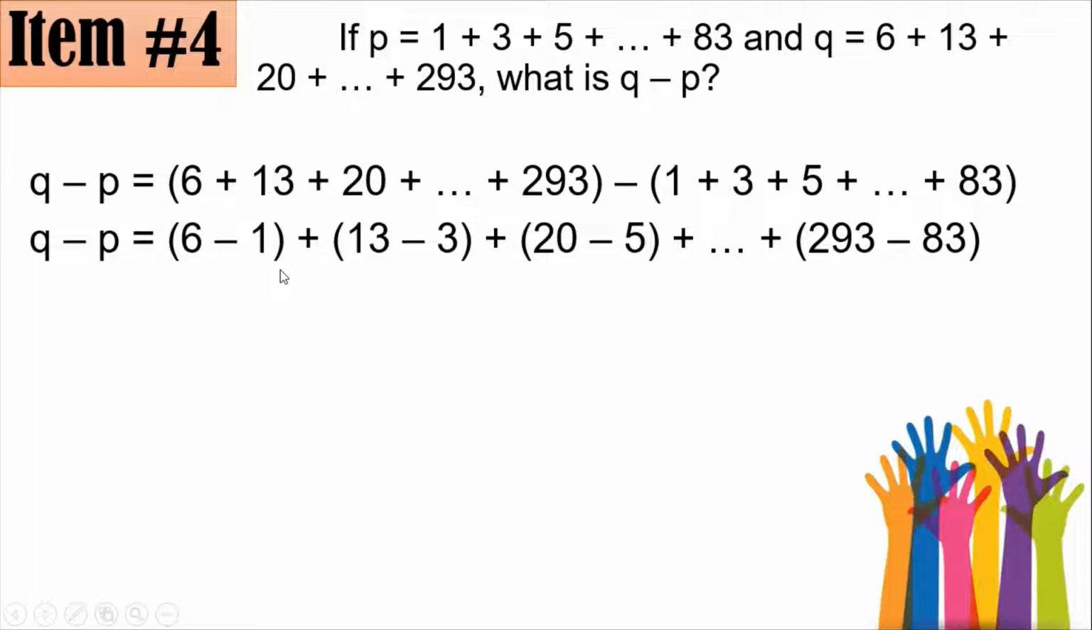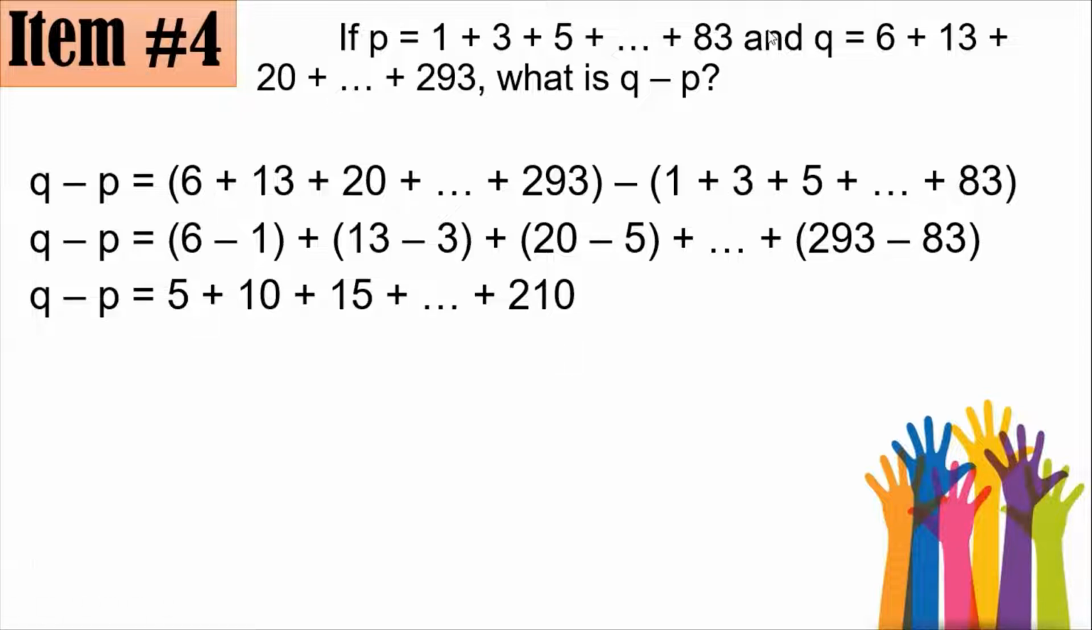And after grouping them in such a way, what we can do is simplify them per group. We could see that 6 minus 1 is 5, 13 minus 3 is 10, 20 minus 5 is 15, and 293 minus 83 is in fact 210.